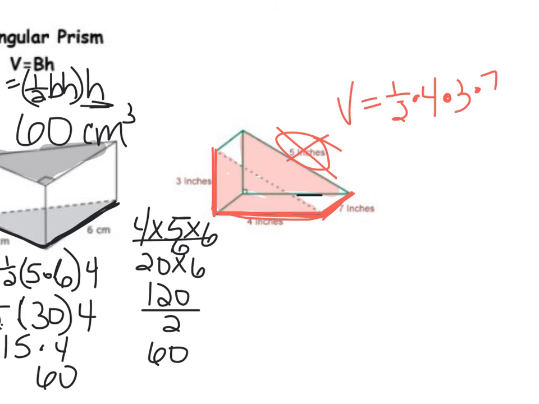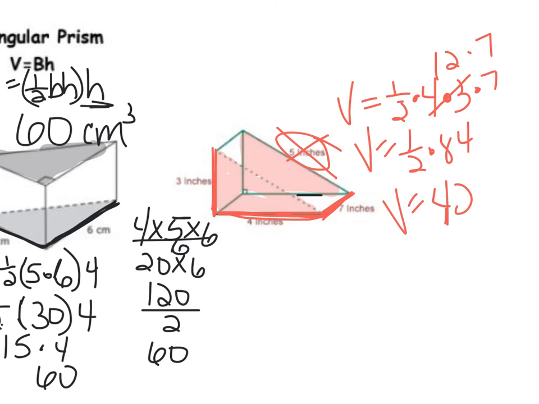Don't fall for it. So remember I told you you could multiply all of them and divide by 2? Well, let's do that. So what's half? 4 times 12. 4 times 3 is 12. 12 times 7 is going to be, what? 84. And half of 84 is going to be 42. And that's going to be 42 cubic inches. Don't fall for those distractors. They always put them there for you.